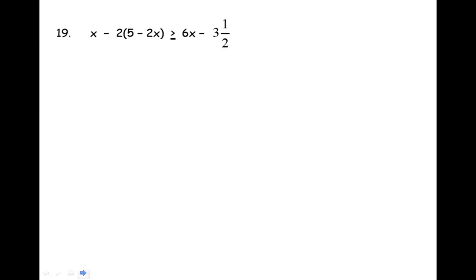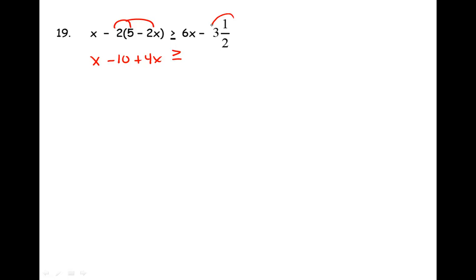Number 19. First thing I need to do on the left side is distribute in this negative 2. So negative 2 times 5 is negative 10. Negative 2 times negative 2x is positive 4x. Then I have a greater than or equal to sign.